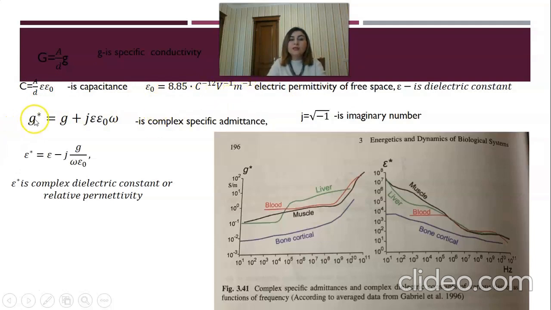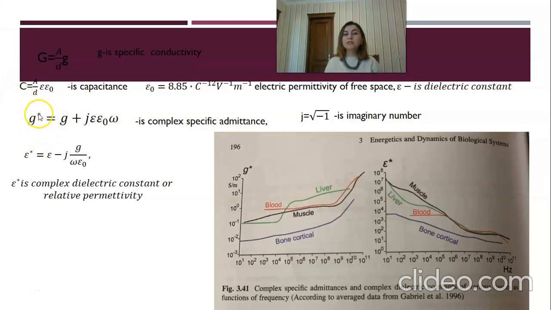And the complex specific admittance is related to conductivity. Conductivity and resistance are inversely proportional to each other. The represented values are both complex. Why complex? Because both of these relations involve an imaginary number.